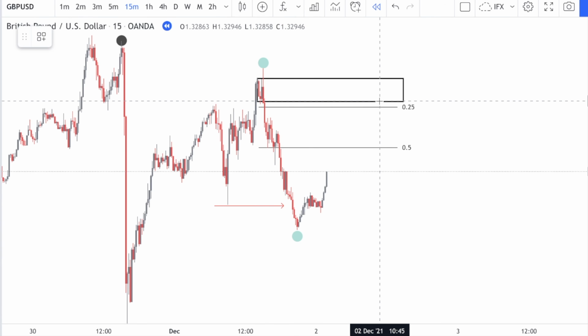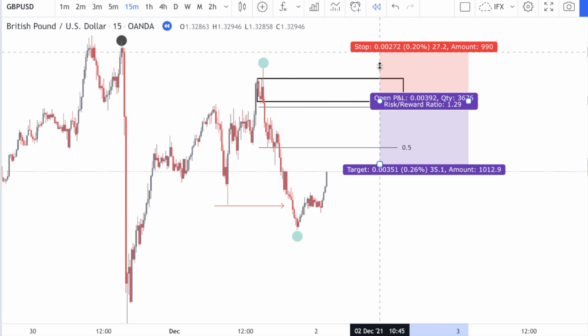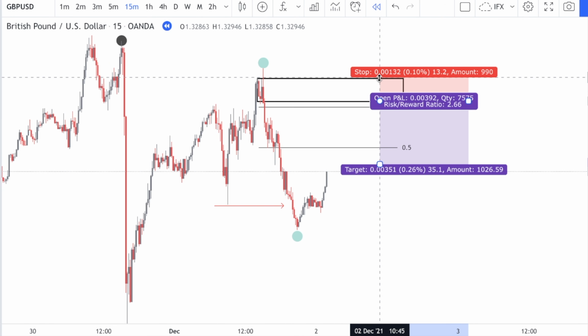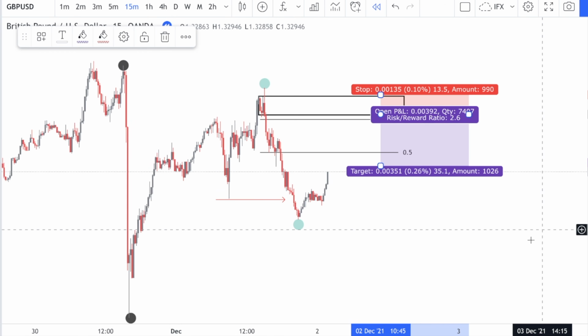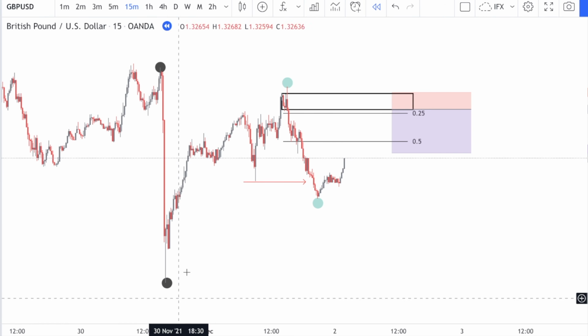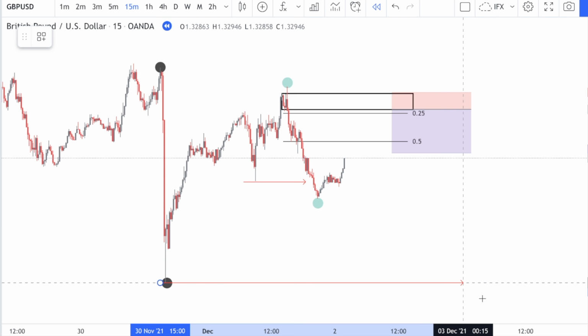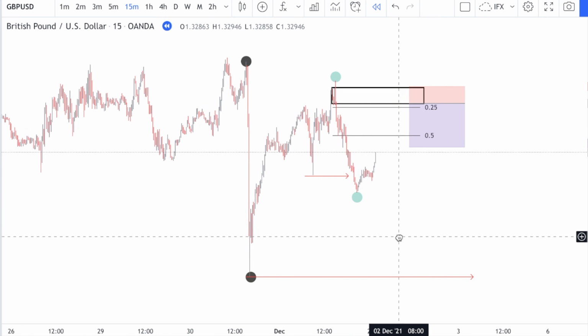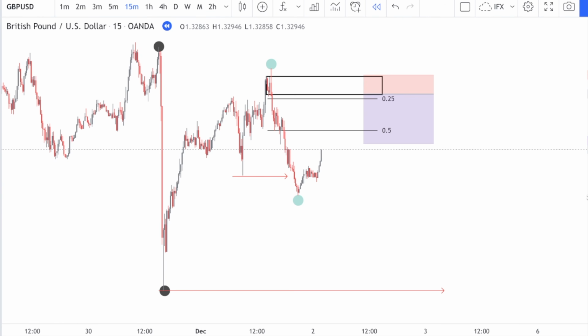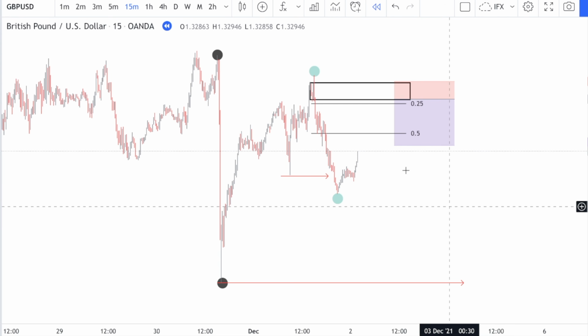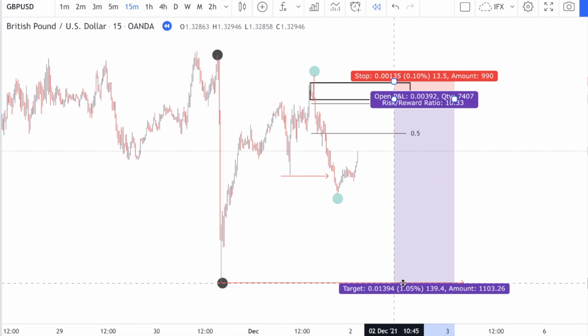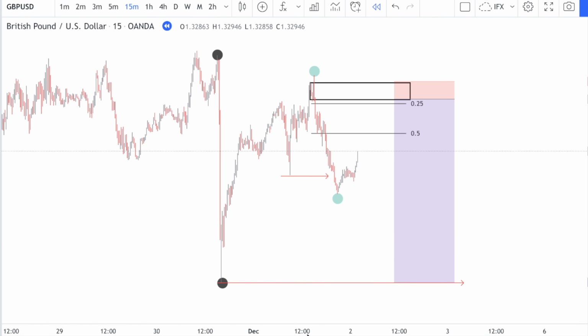Now with regards to targets on this one, it's quite straightforward. We have a weak low right here, so we can clearly target this weak low. Now, if you want me to do a video on weak lows and strong highs and stuff, just let me know and I will get that sorted. So we've got a weak low target, 10%.